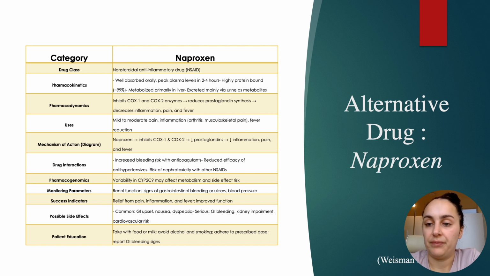Common side effects include gastrointestinal discomfort, nausea, and dyspepsia, while serious side effects may involve GI bleeding, kidney impairment, and increased cardiovascular risk with long-term use. Patients should take naproxen with food or milk to minimize stomach irritation, avoid alcohol and smoking to lower bleeding risk, and adhere strictly to prescribed dosages.